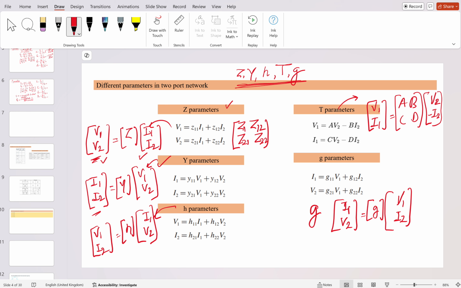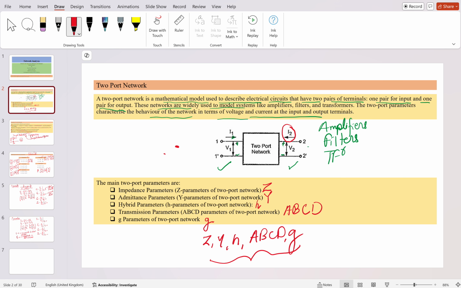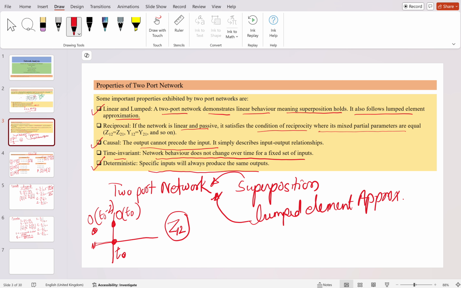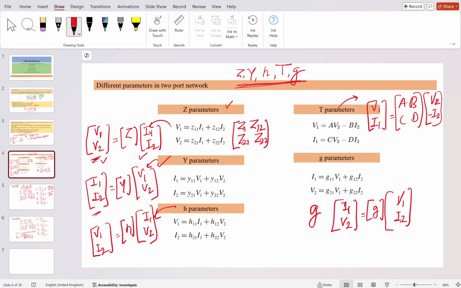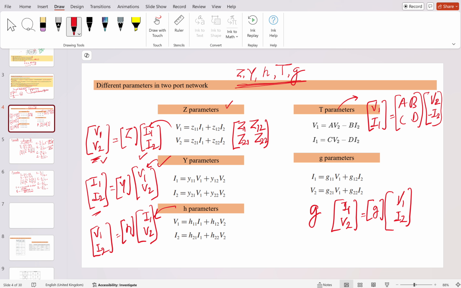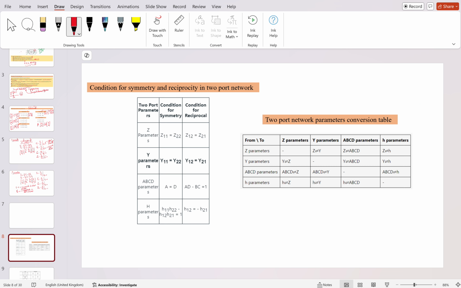Okay, let's move forward. What we have covered currently is what a two-port network is. After that, we have seen the properties of the two-port network. Then we have seen the input and output variables in the different two-port networks, that is Z and the others. Now there are a few things you have to remember, that is the symmetry and the reciprocity conditions for the different matrices.